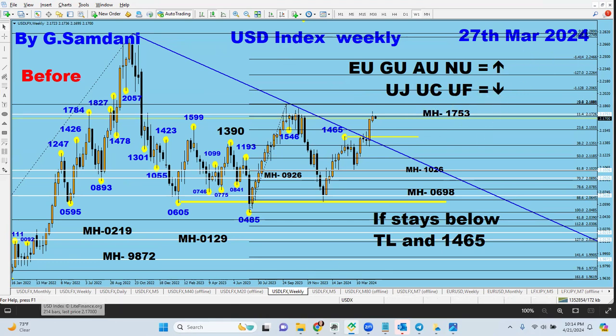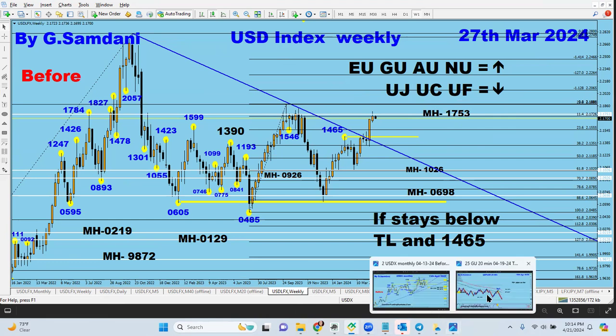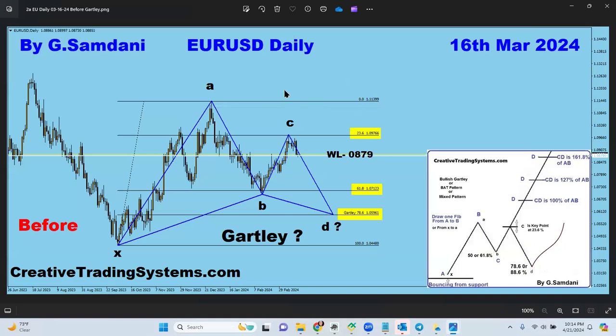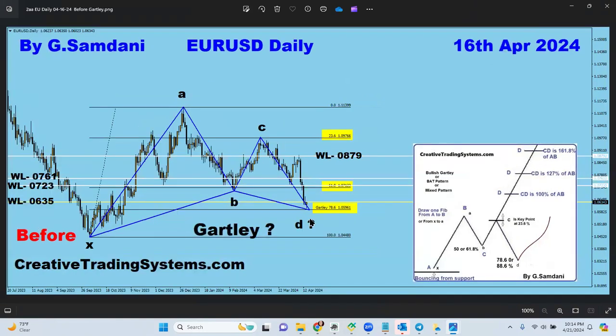So what happened here? Let's go back there. It's going to drop. Right now I'm going to show you the EUR-USD and pound-USD, and what will happen there. I made this EUR-USD chart on March 16th. That's going to drop here to make a Gartley pattern, and it did. It came down exactly where I said it would, on 16th April.